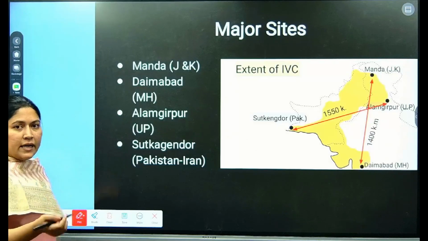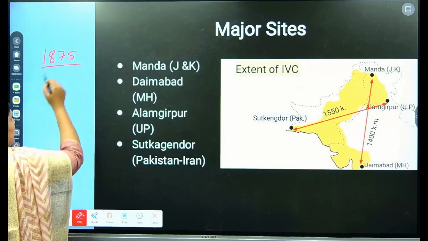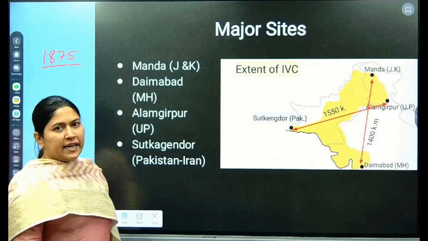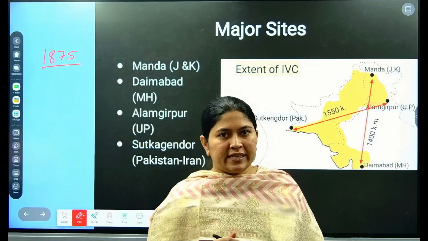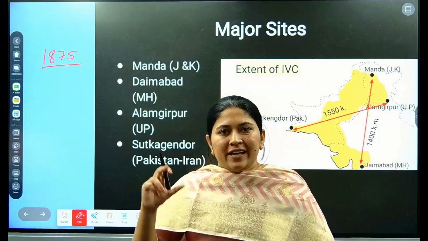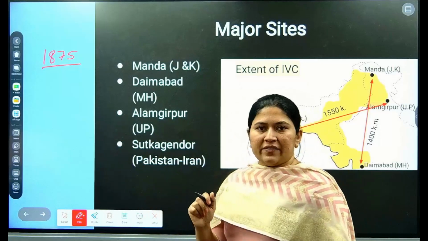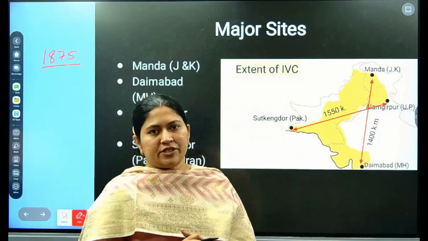It was during 1875 when, for the first time, Alexander got some of the evidence from the Harappan civilization at present-day Balochistan. Okay, and as it was the period of 1875, he did not make any further excavations.